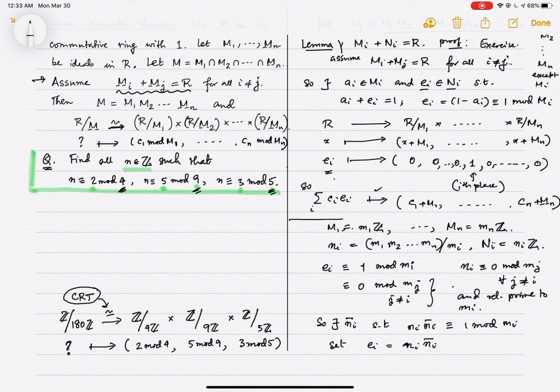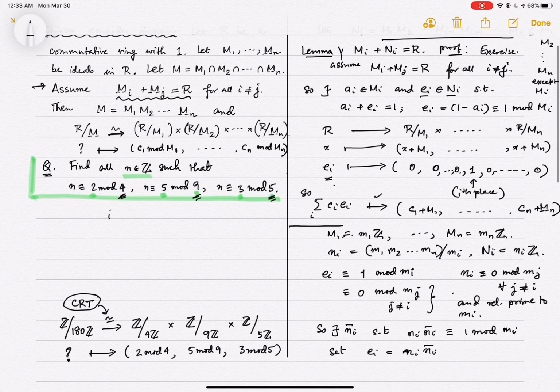Now let's unpack all this in our example. So i is 1, 2, 3, and let's write down what these things are. The m_i are the moduli, so it's 4, 9, 5. The n_i's are the product of the other ones. So this is 9 times 5, 45. n2 is 4 times 5, 20. And n3 is 4 times 9, 36.